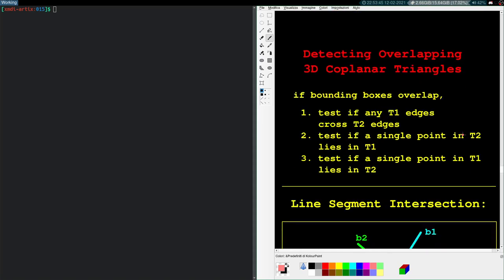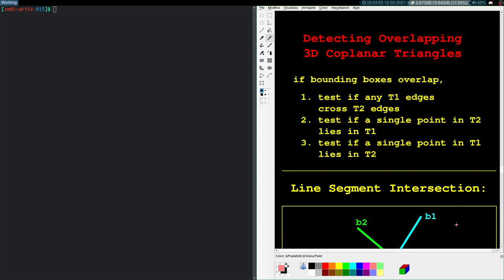Now, how do you detect overlapping coplanar triangles in 3D? This is what I hate, and you will hate this too. I identify with hating coplanar triangles. I really hate it. So basically, the first thing you do, as before, is check if the bounding boxes overlap. It's very simple. If they do, you go on.